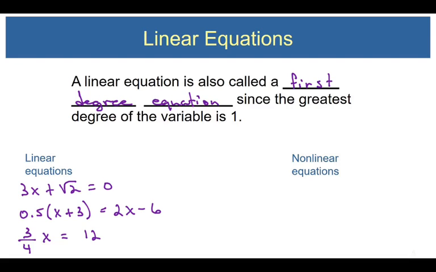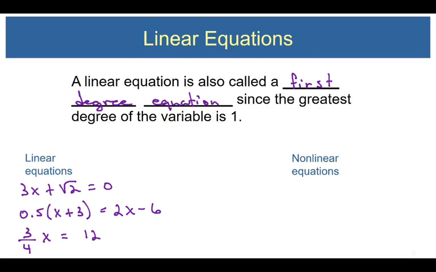Notice in all of these, we could get them all into the form ax plus b equals 0. Here I would have to distribute the 0.5 and do a little bit of combining of terms, but we could get it into that form. And the same thing here, we could get this into that ax plus b equals 0 form.